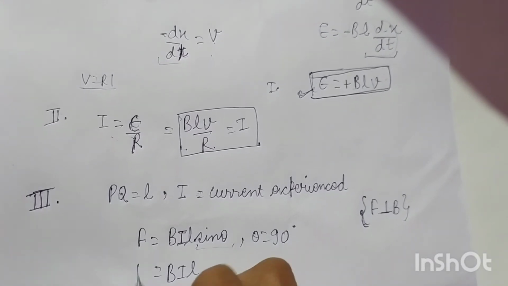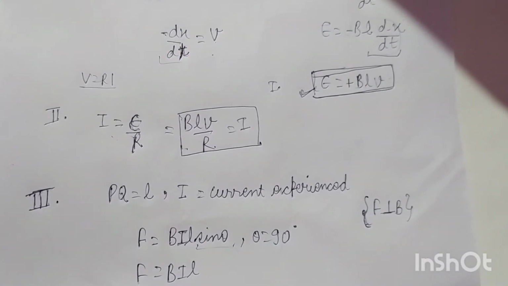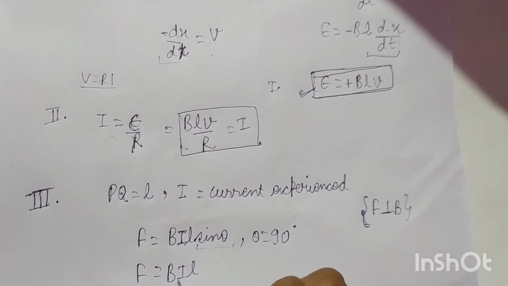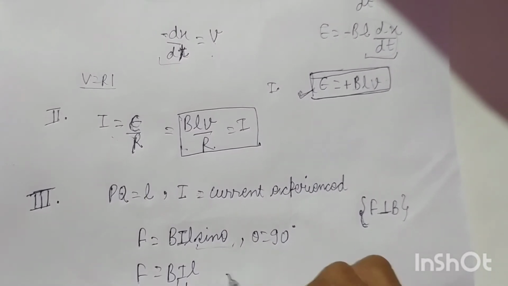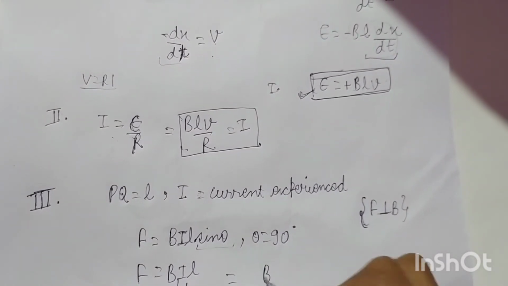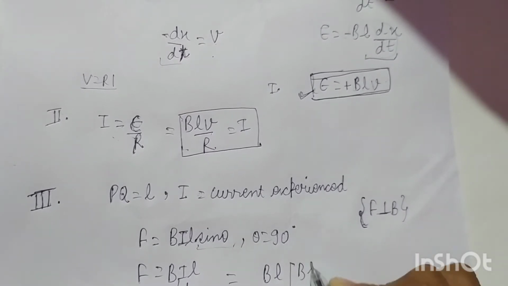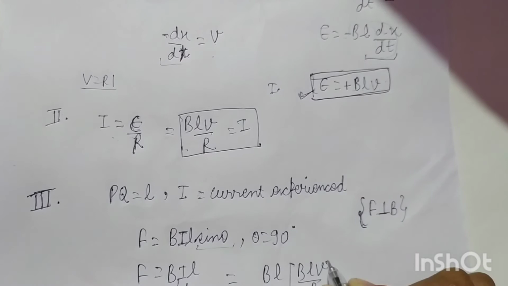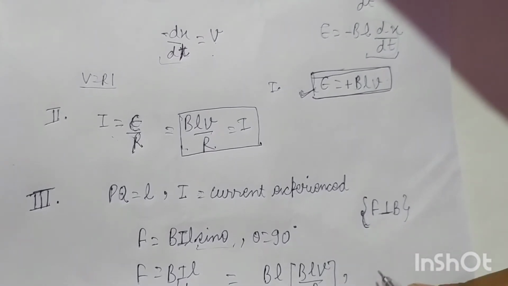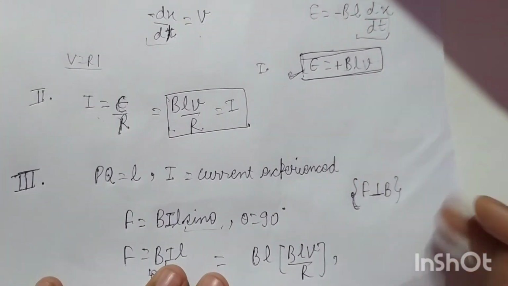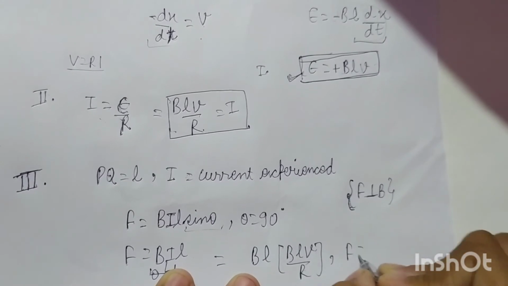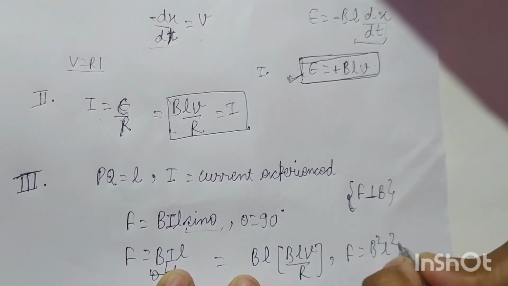So now we can put the value of I from the above equation. What do we get? B and L as it is, and we put the value of I as BLV divided by R. So now what will be the value of force? Force becomes B square L square V divided by R.